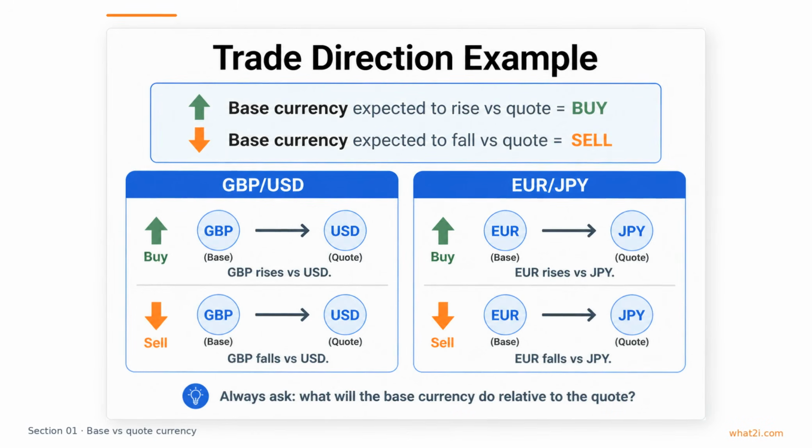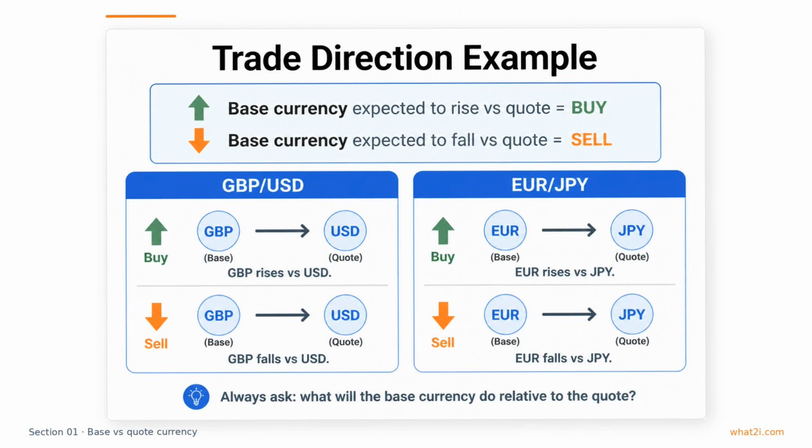That same logic works no matter which pair you are looking at. If you expect the British pound to rise against the US dollar, you buy GBP/USD. If you expect the pound to weaken against the dollar, you sell GBP/USD. The same applies to EUR/JPY. If you expect the euro to rise against the yen, you buy. And if you expect it to fall against the yen, you sell. The pair changes, but the rule does not.